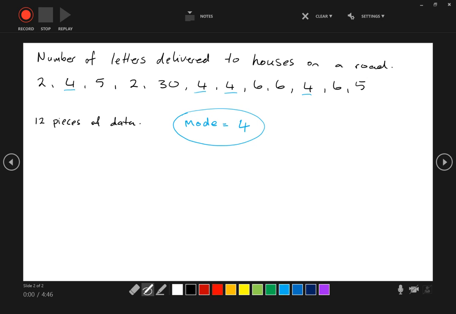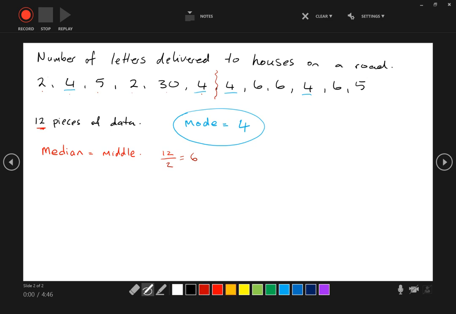The mean of this data, or sorry, we'll go median first. The median of this data is the very middle. So a couple of ways of doing this. There are 12 pieces. So this time we have an even number of data. If I divide 12 by 2, I get exactly 6. So that means I have 6 pieces of data, 1, 2, 3, 4, 5, 6, and then 6 pieces of data at the back. So my median has to lie in here.